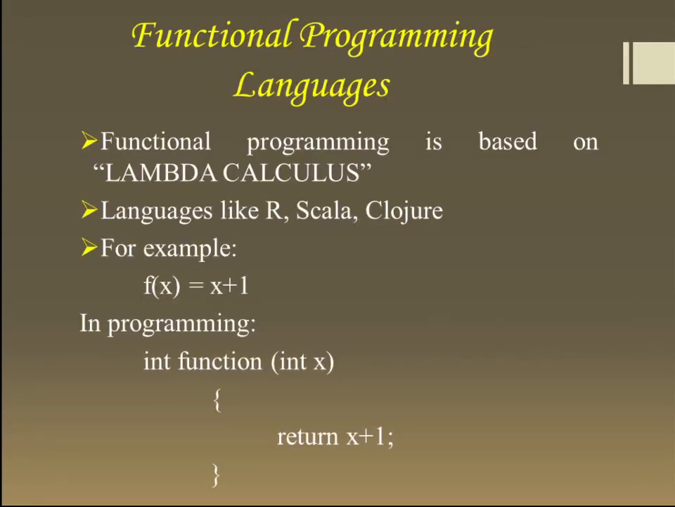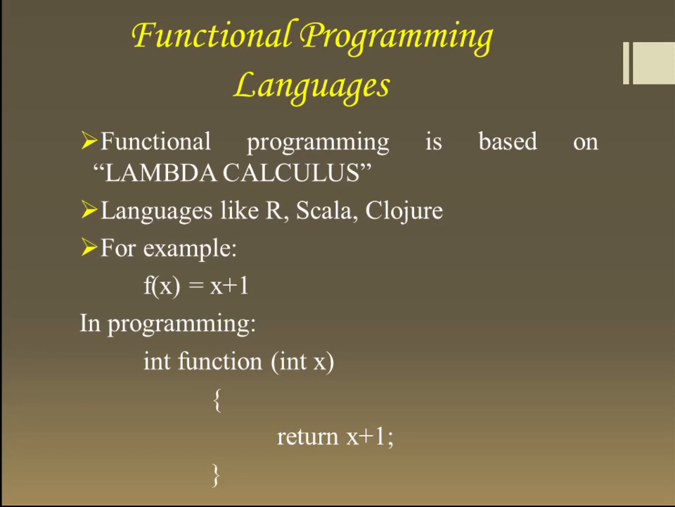Now we have entered into functional programming languages. It is based on lambda calculus. It tries to bind everything in the form of mathematical functions. Languages like R, Scala, Clojure. The program written in functional programming behaves exactly like a mathematical function.